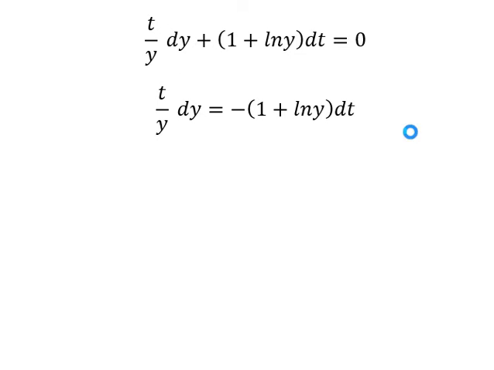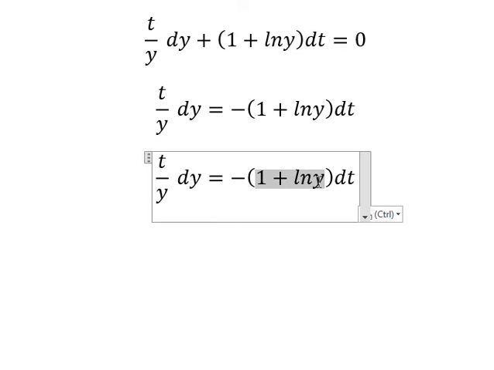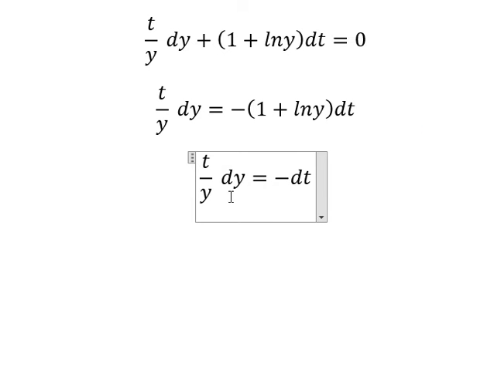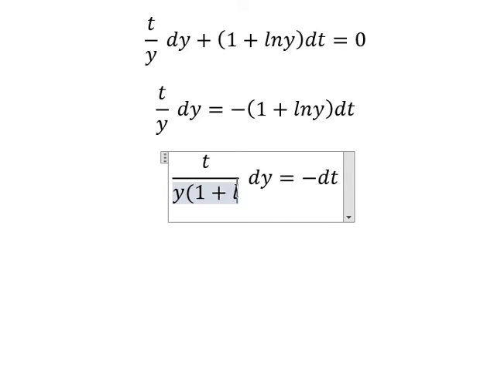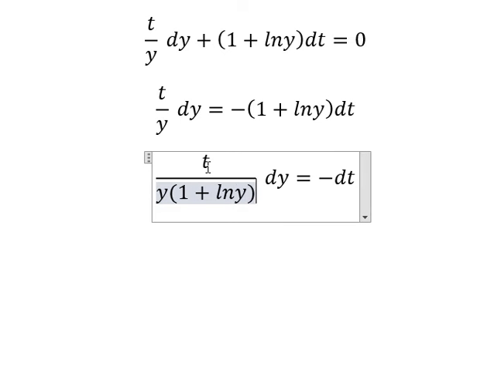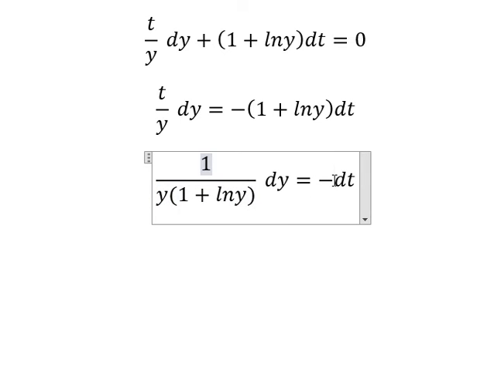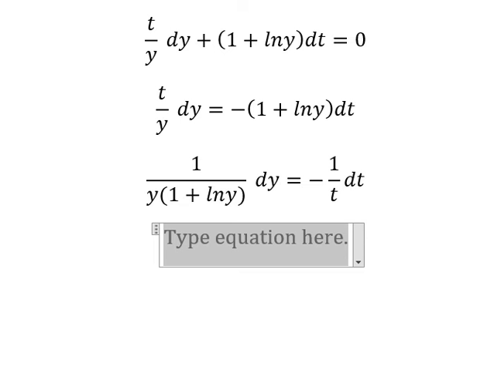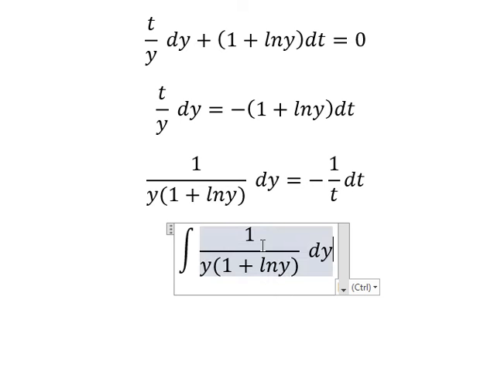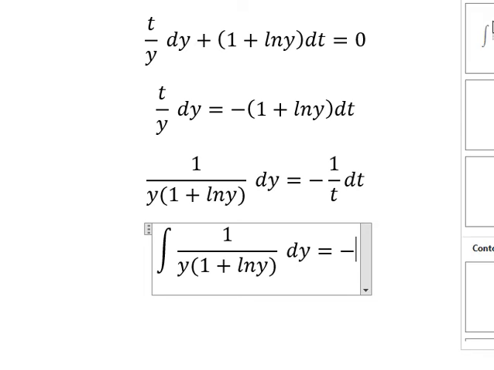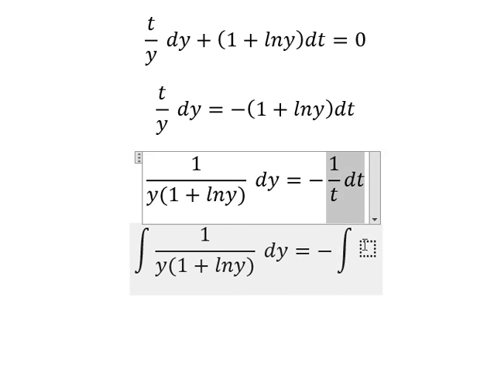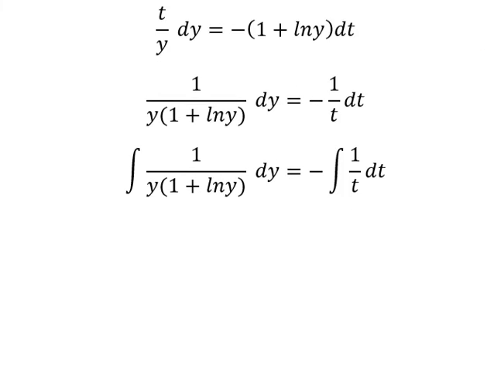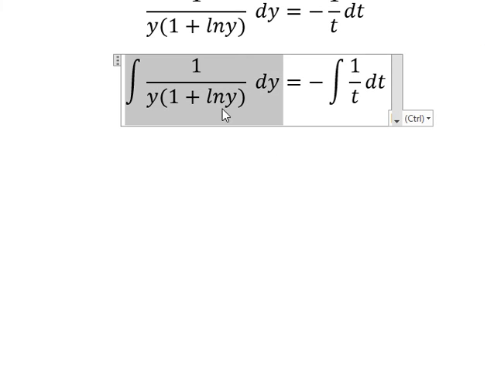Later that we divide both sides by 1 plus ln y. And we divide both sides by t. Next, we put the integration for both sides. Now, I will concentrate on this one.